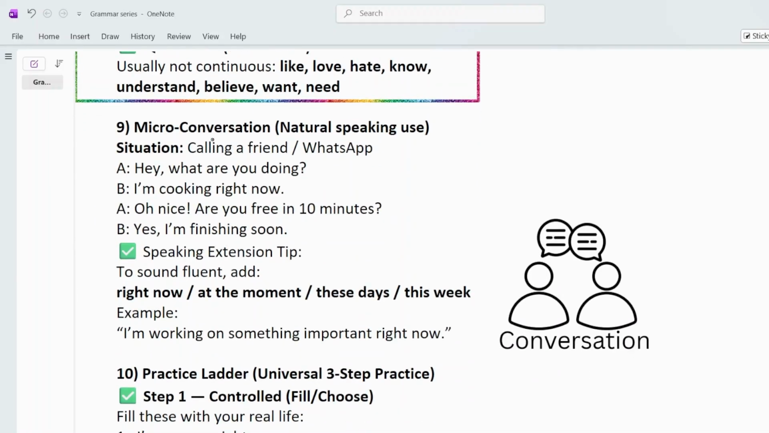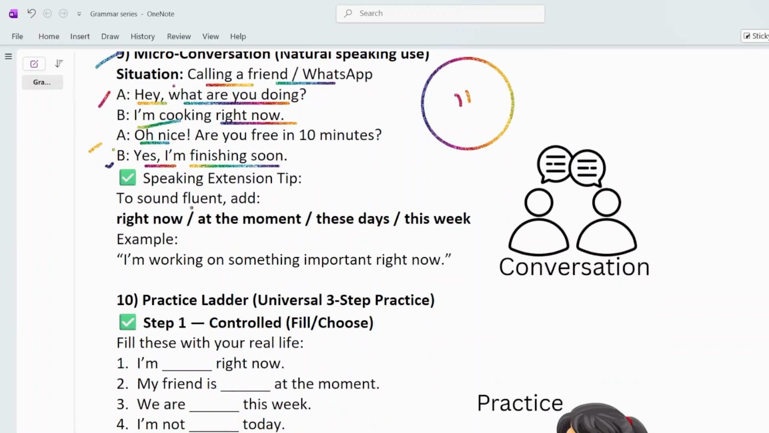Now there is this micro conversation section under this lesson. Here's a situation: calling a friend on WhatsApp. Person A calls a friend and says, hey, what are you doing? Your sentence would be in present continuous tense, saying, I'm cooking right now. Person A says, oh, nice. Are you free in 10 minutes? Person B again replies in present continuous tense, saying, yes, I'm finishing soon. Cool, right? I want you to pause here and read the whole section aloud, because this helps you to understand.